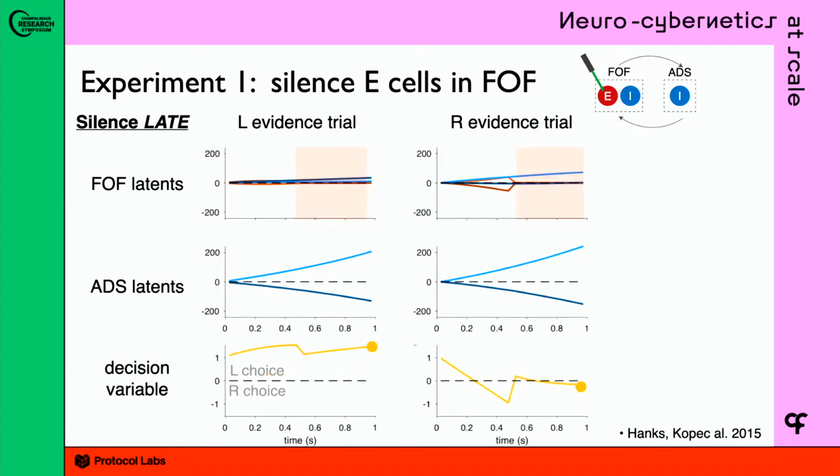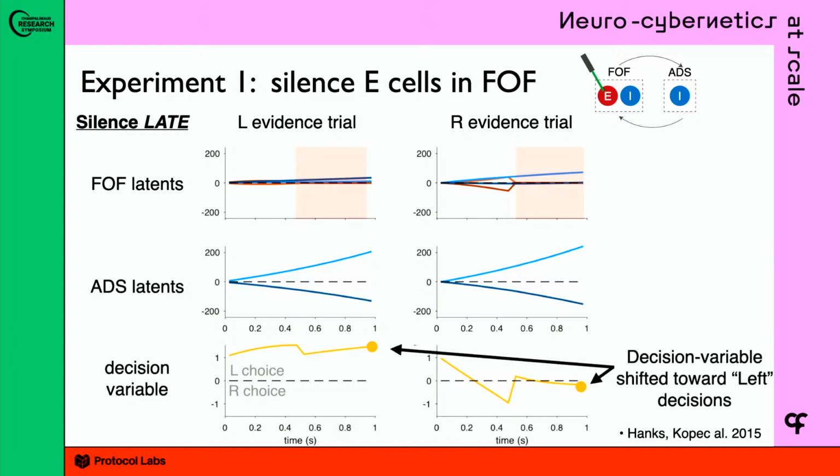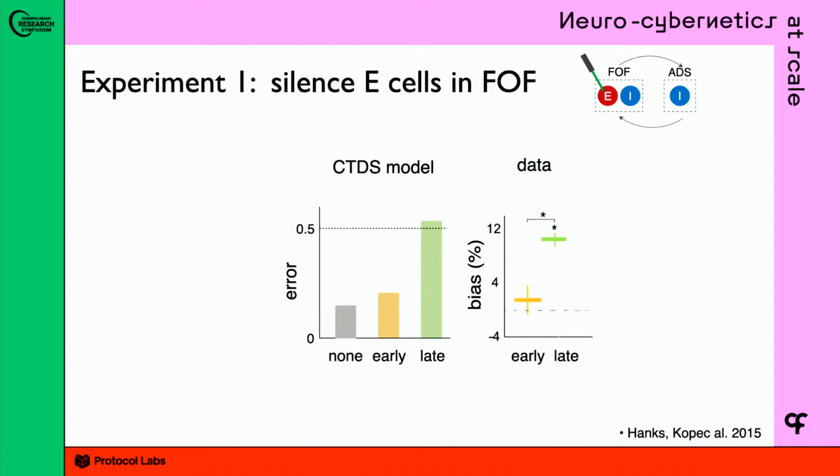On the other hand, if we silence late in the trial, the latent variable here is perturbed much more positively. So this latent here is very close to the separatrix, and on right trials, the animal's much more biased to make left choice errors, all right? So late perturbations, but not early perturbations, can cause large errors in the animal's behavior. So on the right-hand side, you see the data from the Hanks paper.